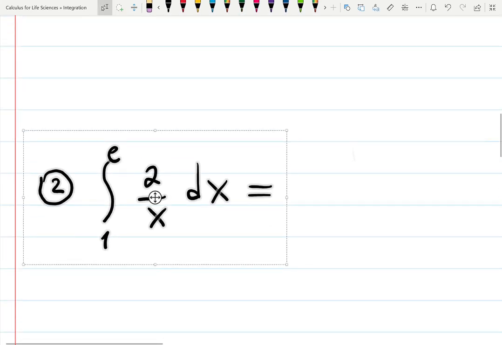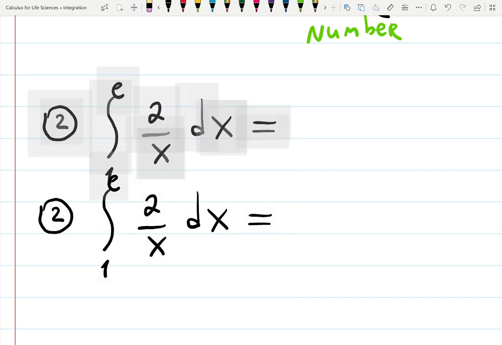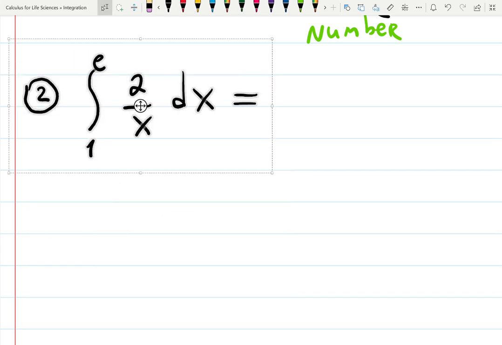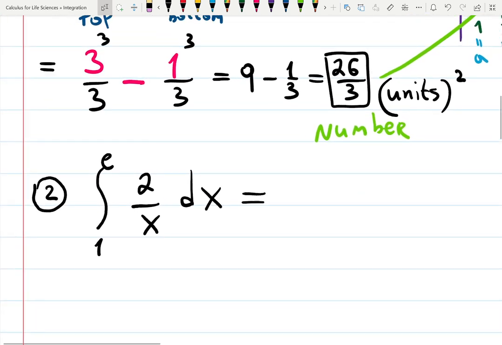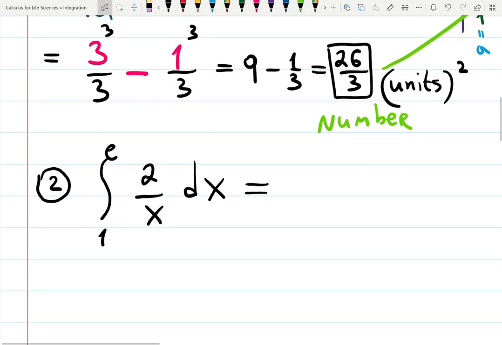What is the integral from 1 to e of 2 over x dx? Again, the answer should be a finite number. If on your homework or the exam you write down a function, you're wrong. The answer should be, let's say the scan of my body, it has finite size, whatever unit squared, not a function anymore. If there are no limits, it's a function.